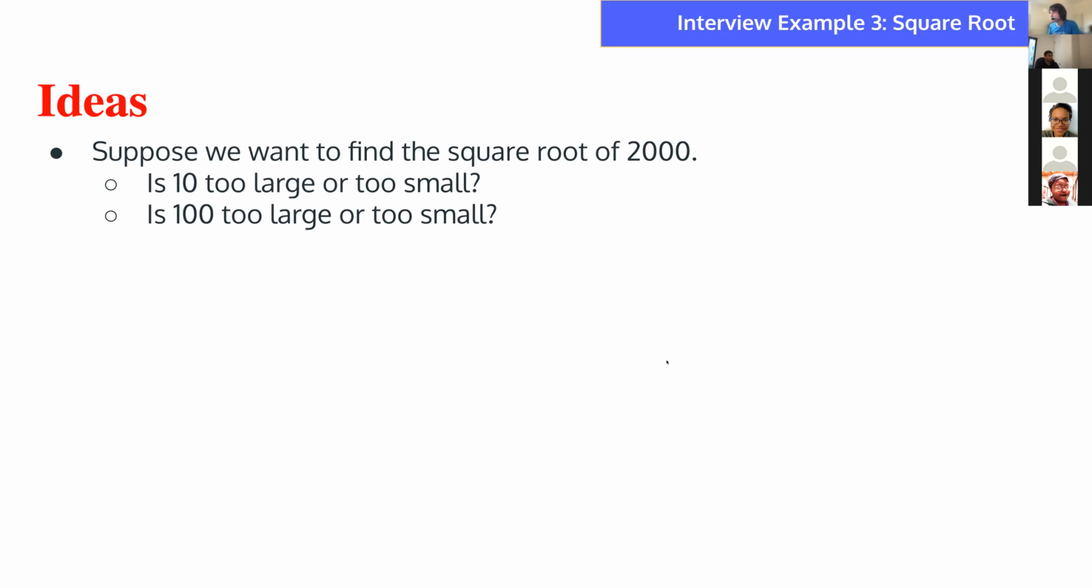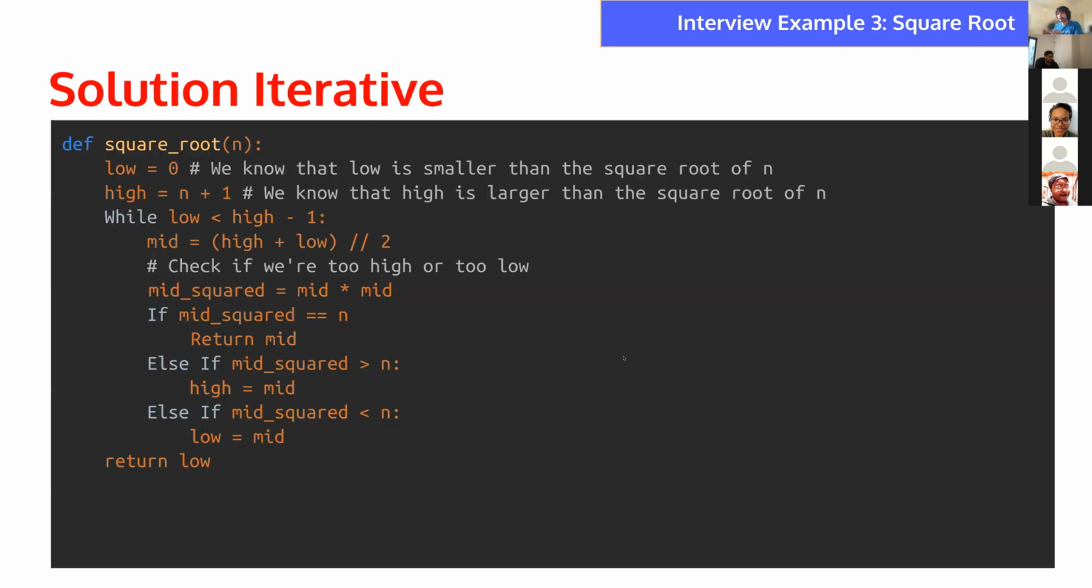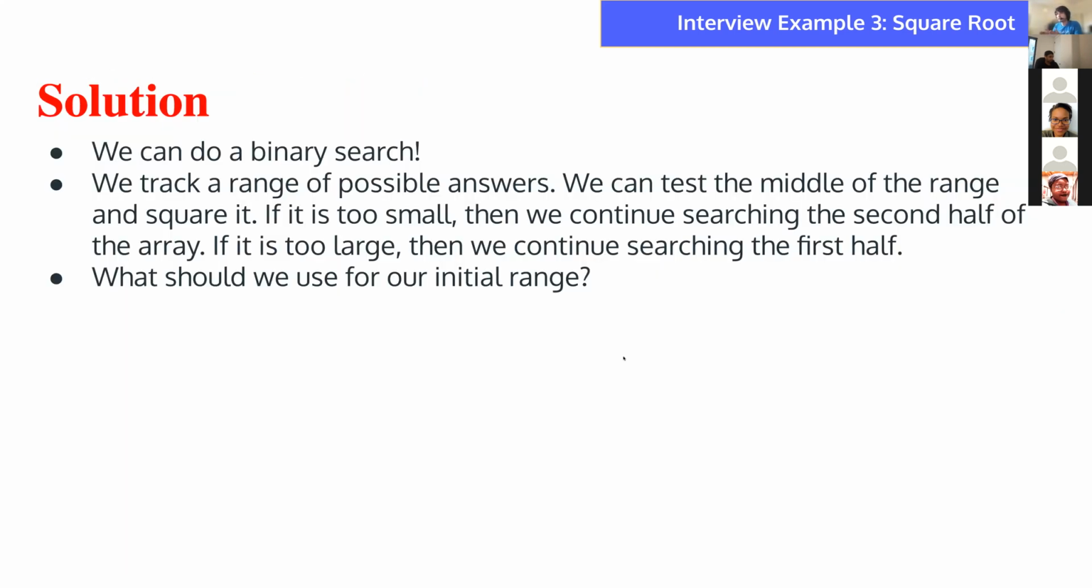So if we go to the next slide, I think I lay out some of the pseudocode for this. So we track a range of possible answers. We test the middle of the range and square it. If it's too small, then we continue searching in the second half of the array. And if it's too large, we continue searching in the first half.